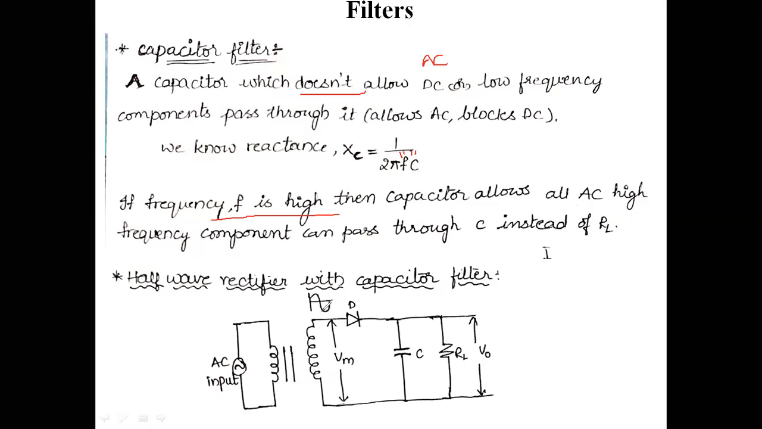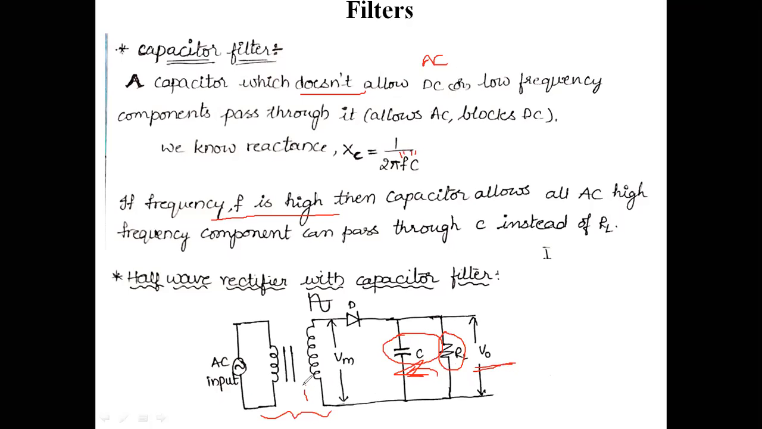The circuit diagram and construction part are the same: step down transformer, diode D1. Before the load resistance RL, I am going to place one capacitor, C, in parallel to the load resistance. Capacitor C is placed before load resistance RL. From the load resistance RL, we are going to find the output voltage V0.